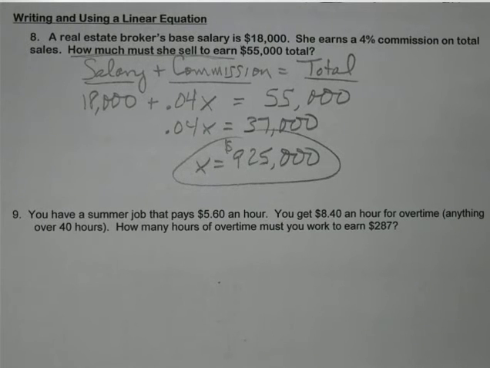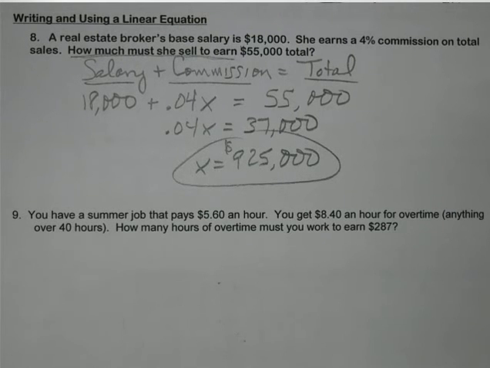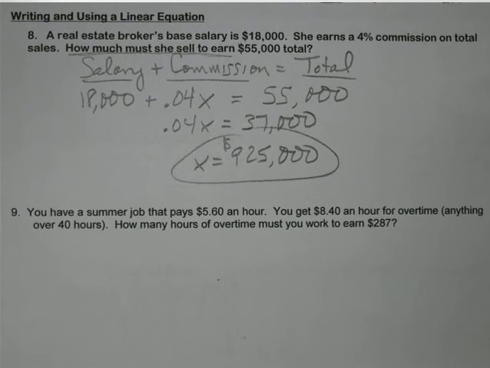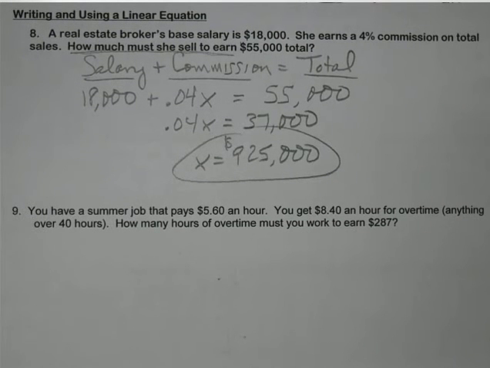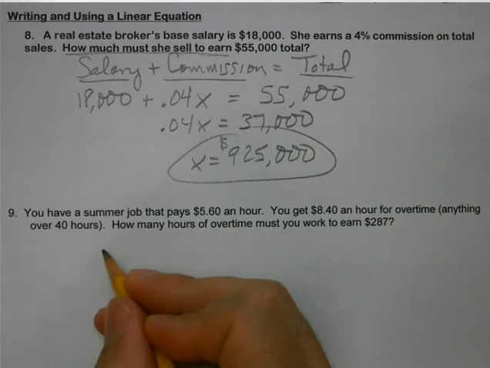I have a summer job that pays $5.60 an hour. Holy cow, it's slave labor. Somebody call the cops. I get $8.40 an hour for overtime. I don't even get minimum wage at overtime almost. Okay. How many hours of overtime must we work to earn $287? Now, when you stop to think about this one for a minute, again, put it into words first.